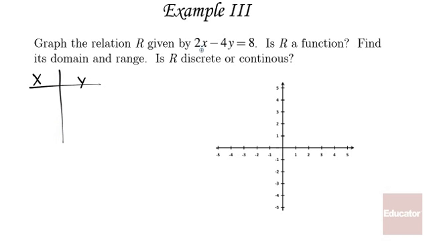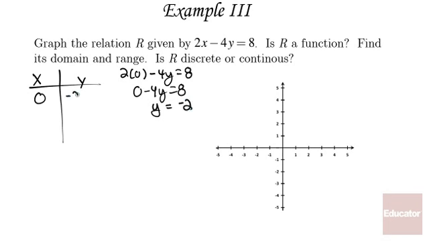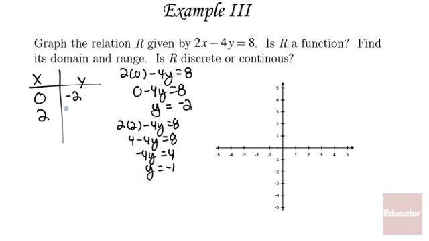So when x is 0, we need to be able to solve for y. So when x is 0, let's figure out what y is. That's 0 minus 4y equals 8. Therefore, y equals negative 2, dividing both sides by negative 4. Okay? When x is 2, 2 times 2 minus 4y equals 8. That's 4 minus 4y equals 8. That's negative 4y equals 4. y equals negative 1. Okay.